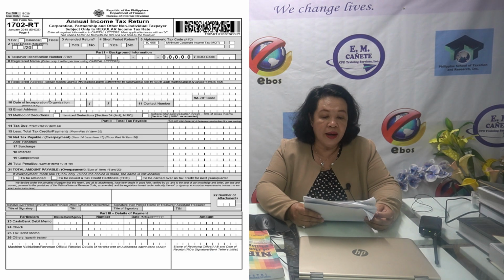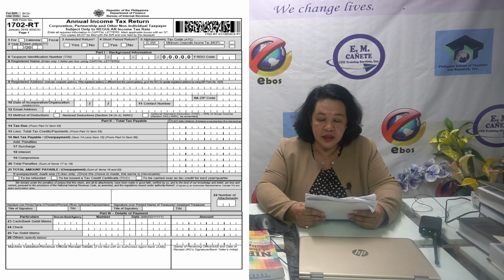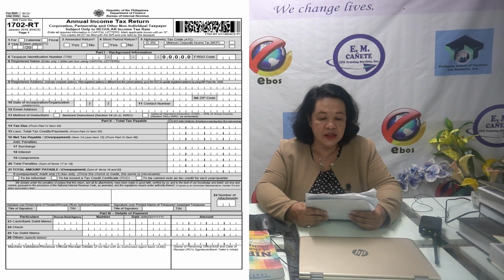Welcome to our seminar on income tax. This time, our topic is about BIR Form 1702RT, or the regular income tax for corporations. So, the form that we will be using is BIR Form 1702, and this form was enhanced in January of 2018. For this form, this is the annual income tax return for corporations, partnerships, and other non-individual taxpayers subject only to regular income tax rate.